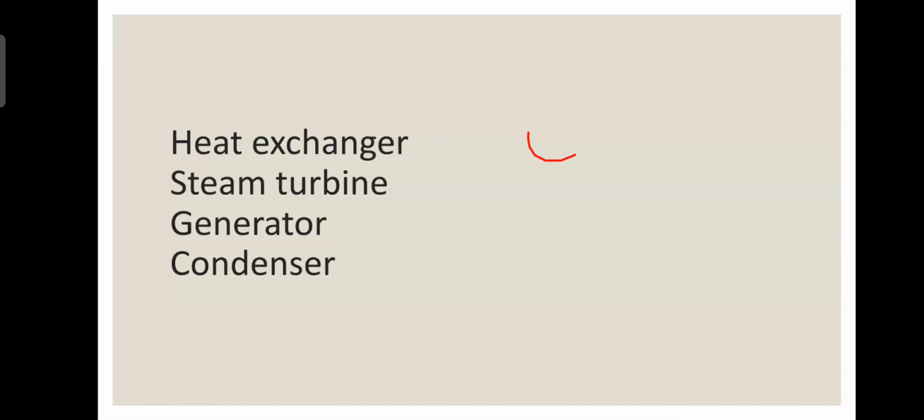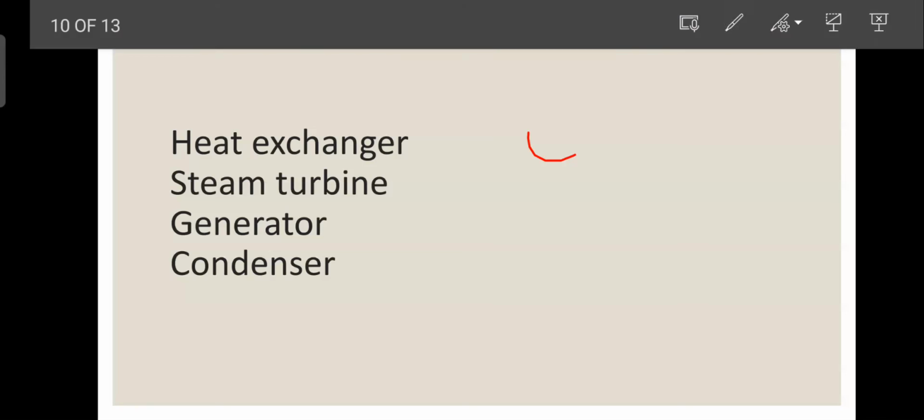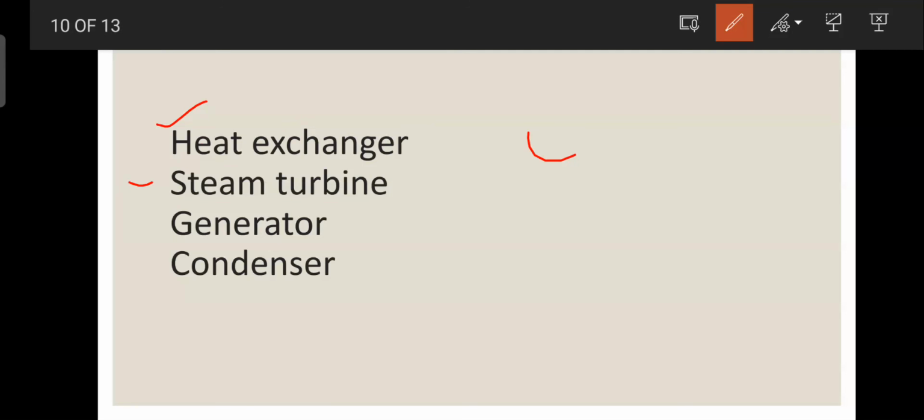Okay, we have seen our main reactors, and we don't have time to see all these reactors. Those are not important to us, but the boiling water reactor, the pressurized water reactor, and the advanced gas cooled reactor are very important to us. That's why we have studied all those three. And let's see our next part, that is heat exchanger, steam turbine, generator, and condenser.